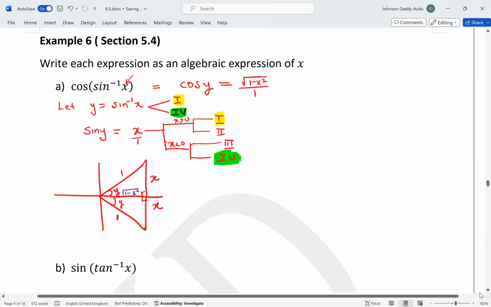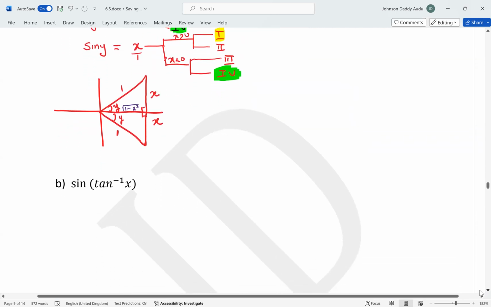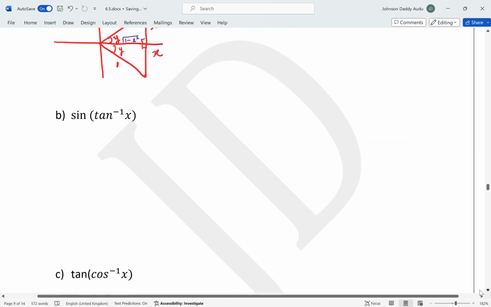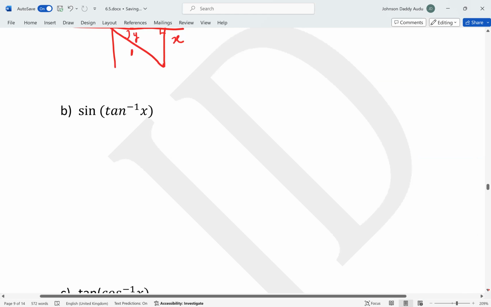Now, the second one is sine of what? Tan inverse, right? Sine of tan inverse of x. So here, we will do the same thing. We will let y be tan inverse of x. And this means that we will write it as sine of y. So it means we're looking for sine y, right?